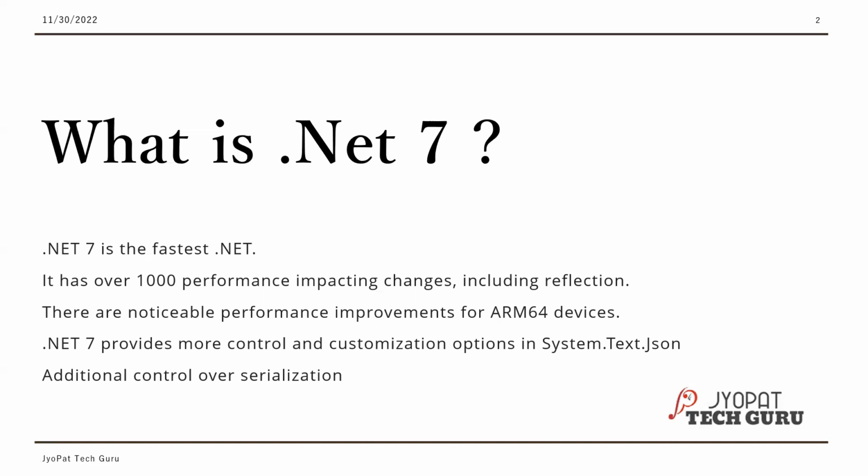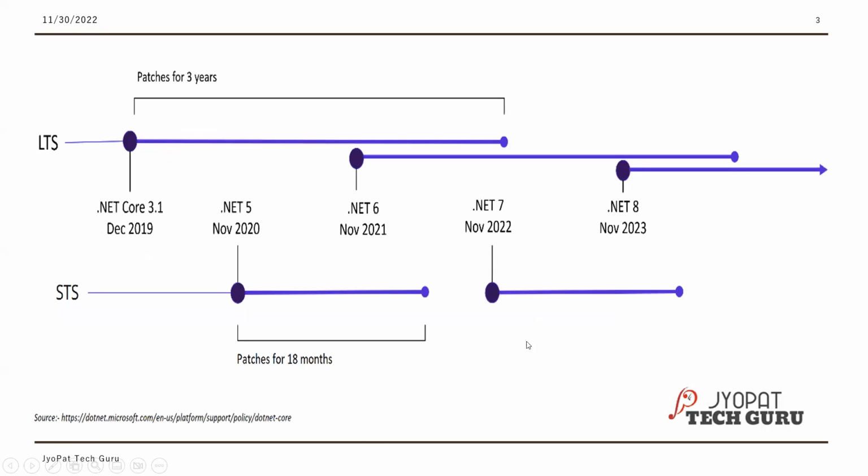.NET 7 provides more control and customization options in System.Text.Json, so additional control over serialization. Some of these features make .NET 7 unique.